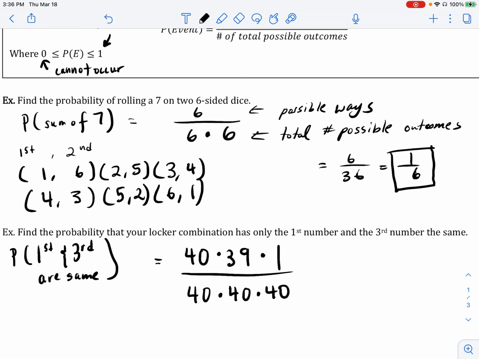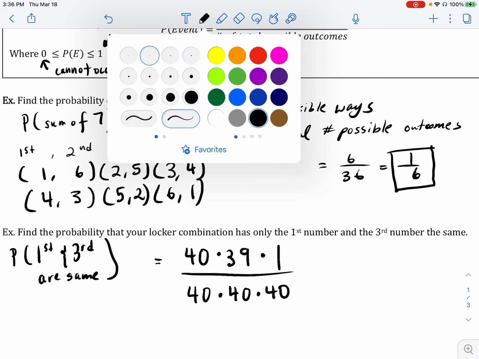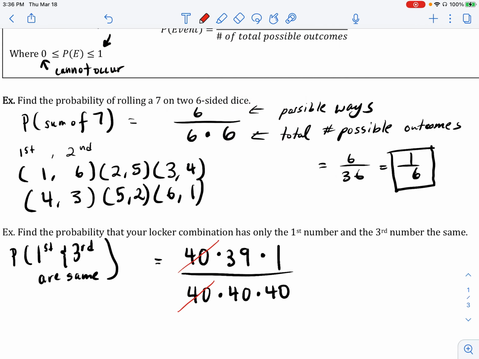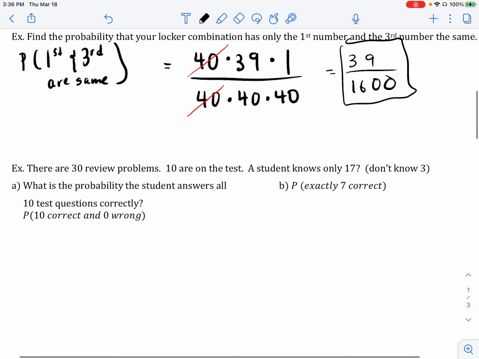So this makes it a little bit easier to simplify. We can quickly just divide out those 40s, and we would then say we would have 39 over 1600 is our probability. Okay? All right. Now let's try another one.